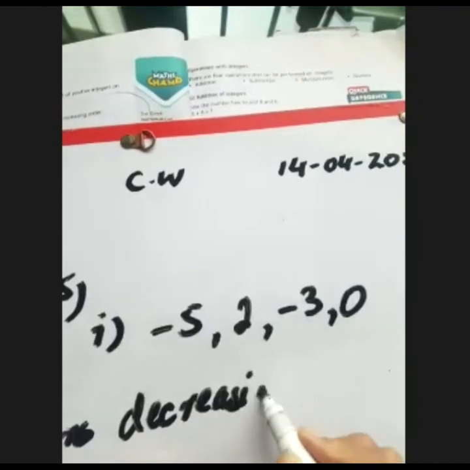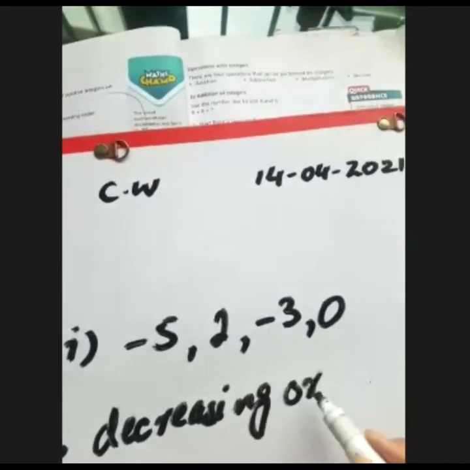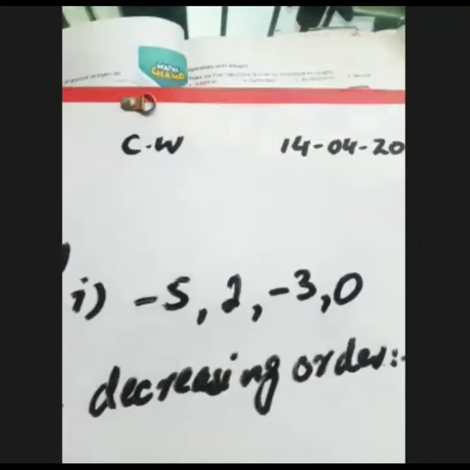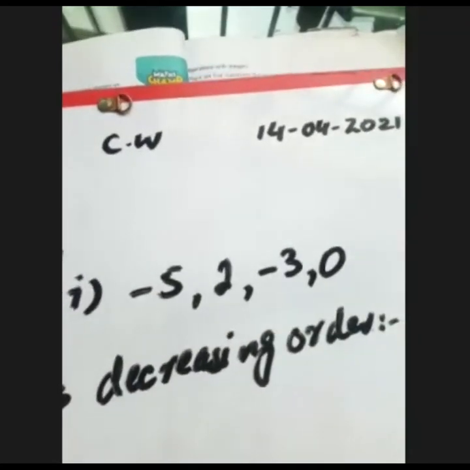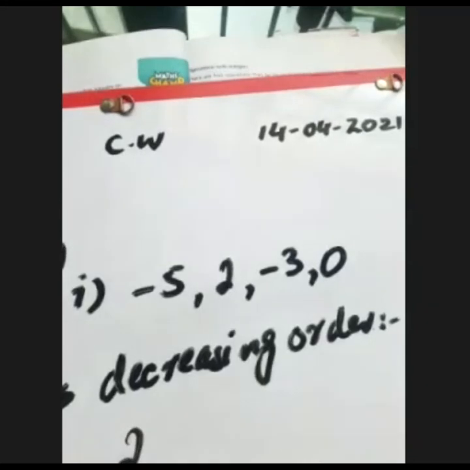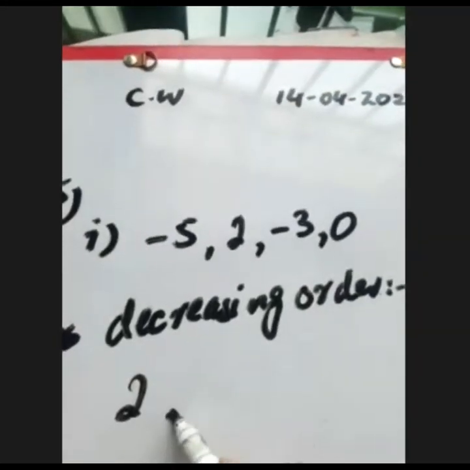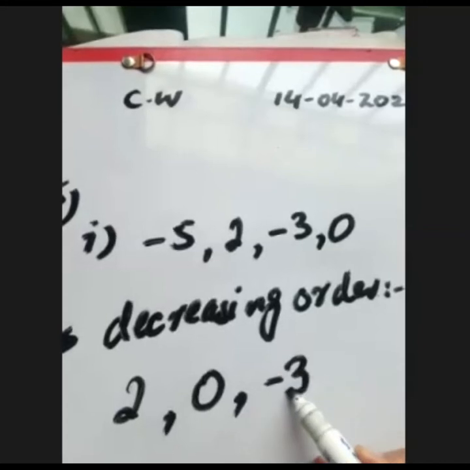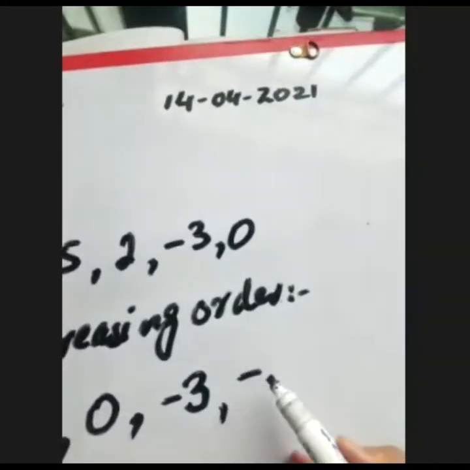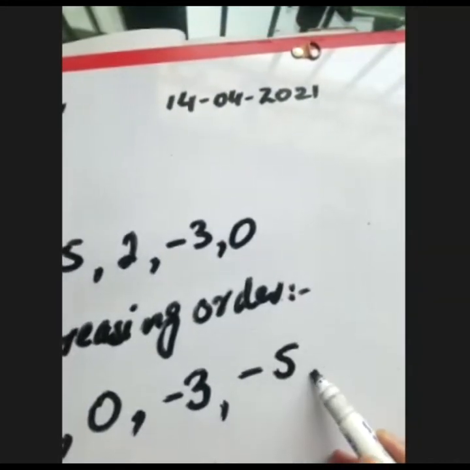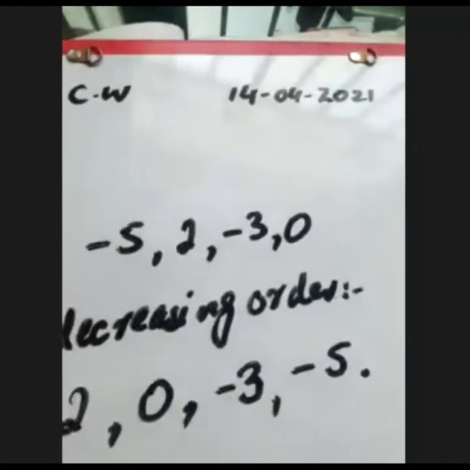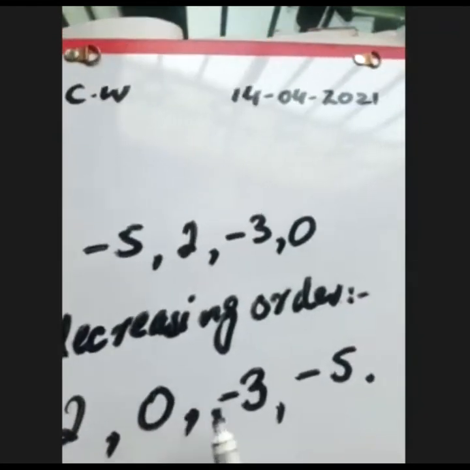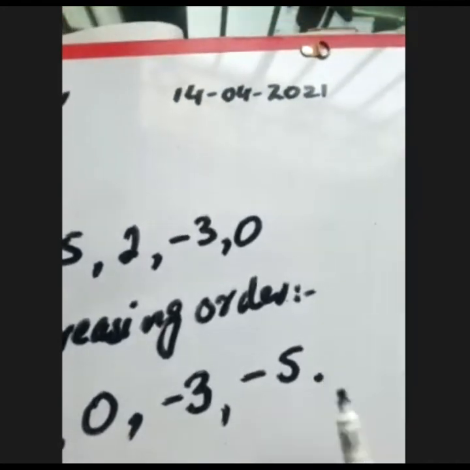Decreasing order of the given integers will be, you have to mention the greatest number first, 2, comma, then 0, comma, minus 3, comma, minus 5 is the last, smallest integer. So this is the decreasing order. The greater number, then the smaller, and then the smallest.